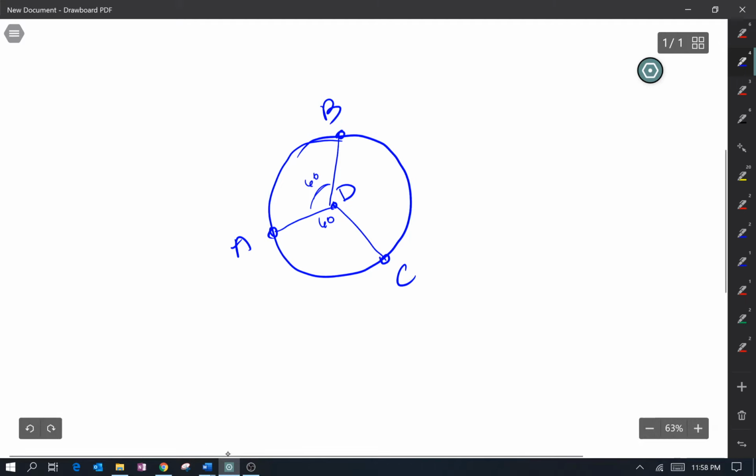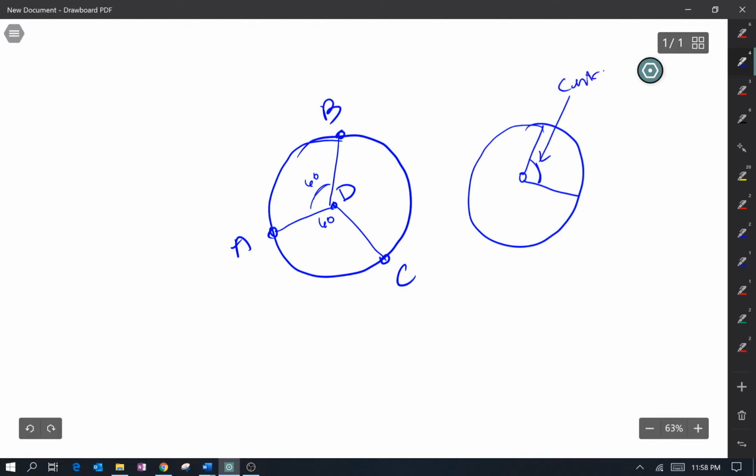And so there's two things we need to learn here. One, if you have a circle, right? And you have an angle that comes from the center, this is called a central angle, okay? Central angle. All right? And whatever the central angle is going to be equal to this arc. This is called an arc, all right?